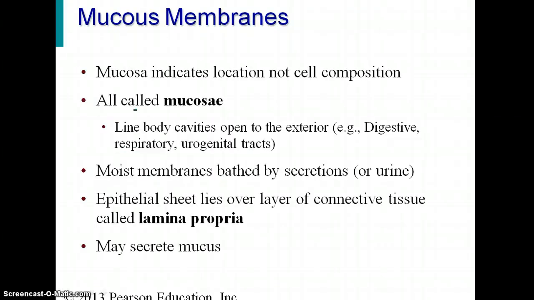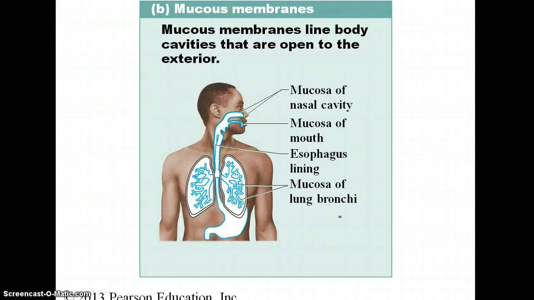The mucous membranes are called mucosa. They are going to line body cavities that are open to the exterior. So things like your digestive tract, your respiratory tract, and your urogenital tracts. They are moist membranes, and they will be bathed by secretions or in the urogenital tract by urine. The epithelial sheet lies over a connective tissue layer called the lamina propria, and these may secrete mucus. And there it shows our mucous membranes.